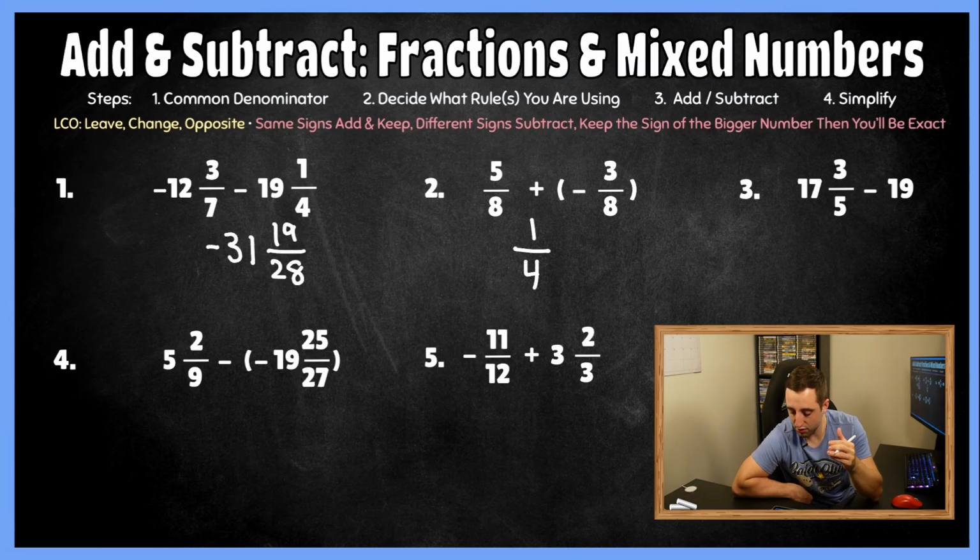We have 17 3/5 minus 19. And students always run into a problem here. Well, one's a mixed number and one's not even a mixed number at all. I don't even see a fraction after 19. So what I have them do is, why don't we add a fraction behind 19?